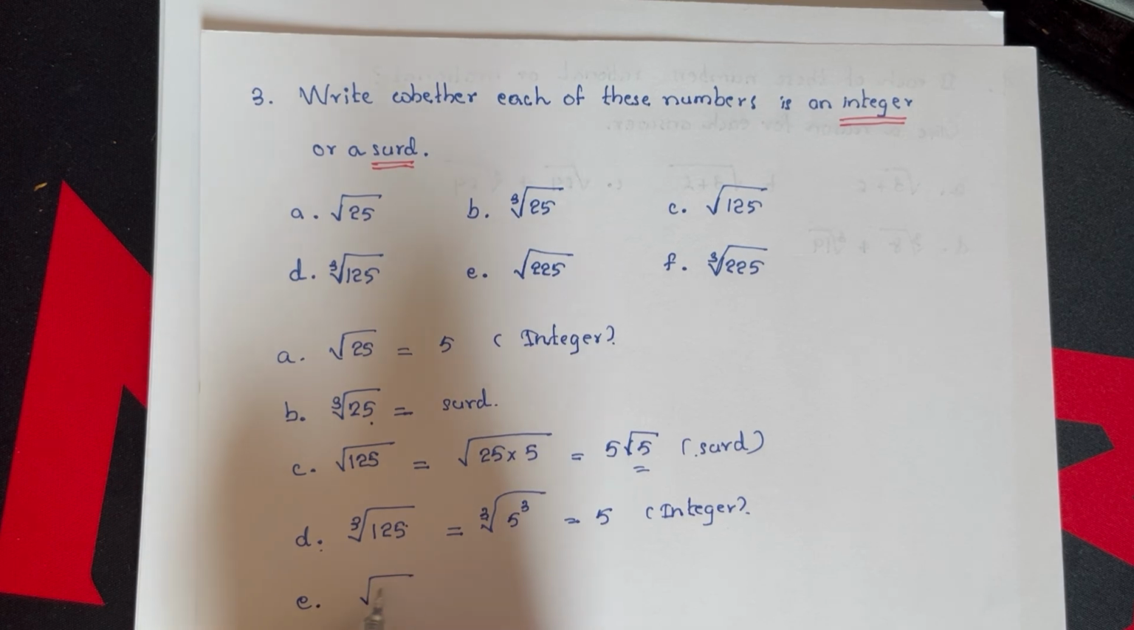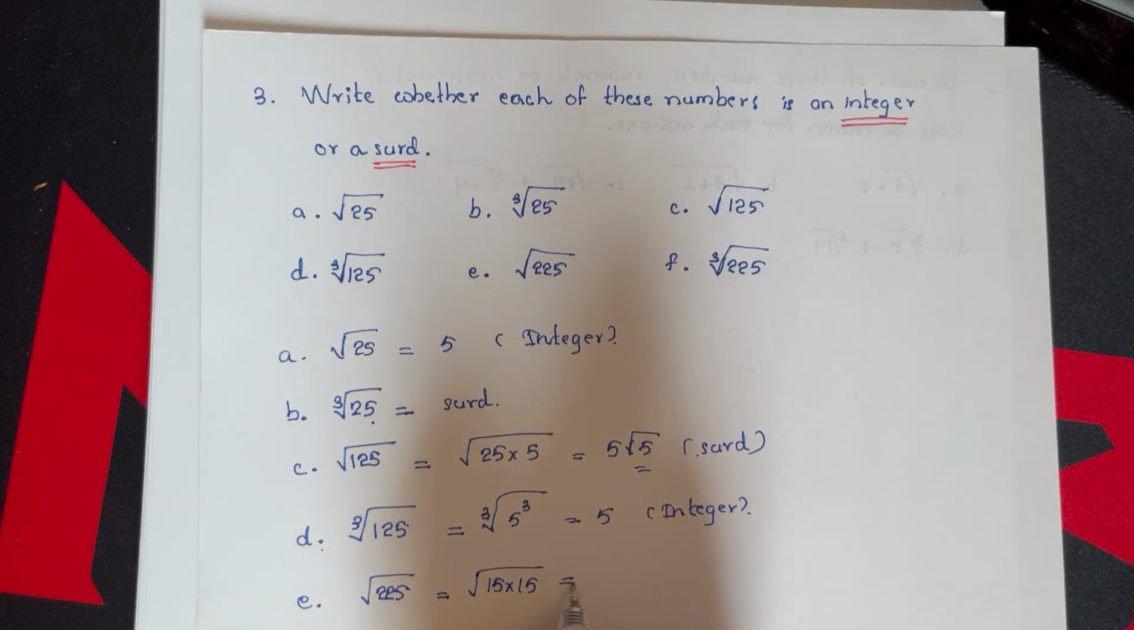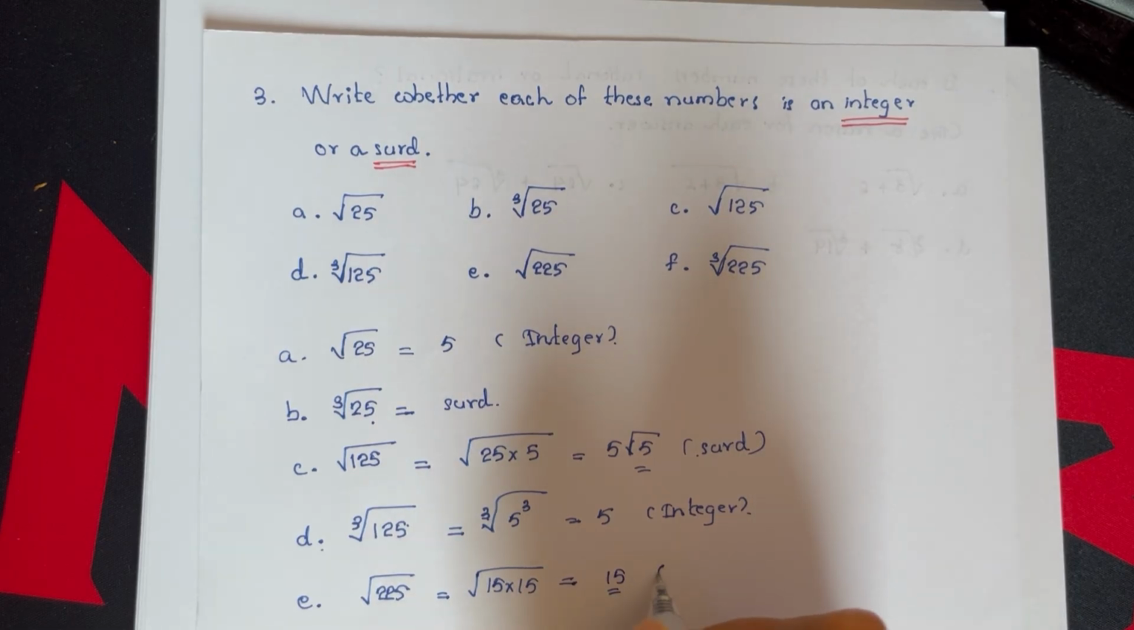E, square root of 225. 225 means 15 times 15 is equal to 225. So that's equal to 15. 15 is a whole number, so that's why this is an integer.